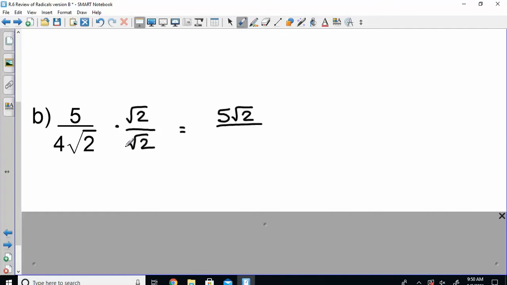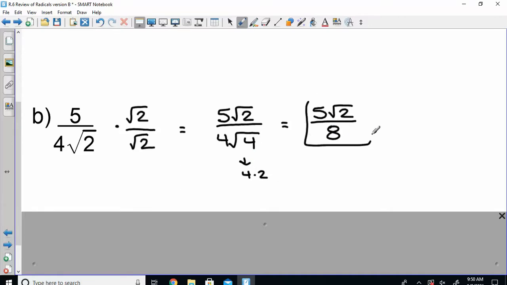On the bottom, if you multiply the outside numbers, we just get a 4. Square root of 2 times 2 is 4. What is the square root of 4? 2. So all that's really saying on the bottom is 4 times 2, which is 8. Can I reduce the 2 and the 8? No, because the 2 is under the radical and the 8 is not. Okay, now if it were like a 10 square root of 2 over 8, you could reduce the 10 and the 8. So far, so good?